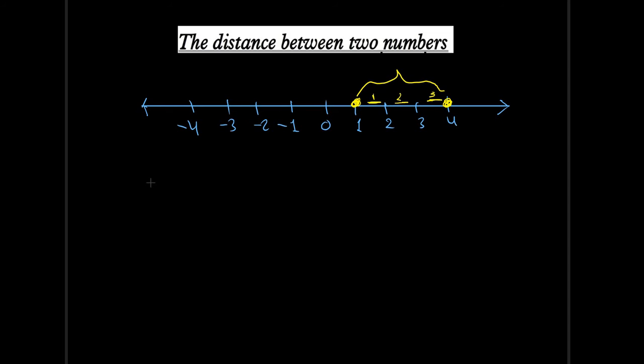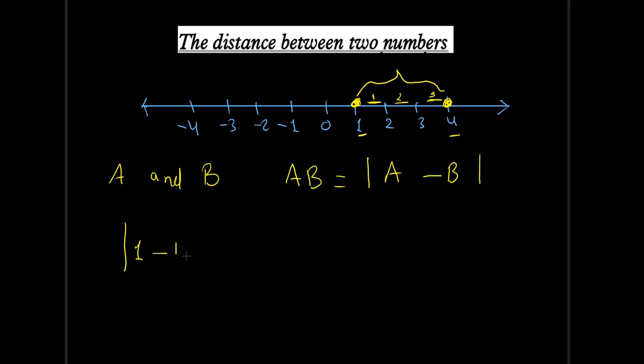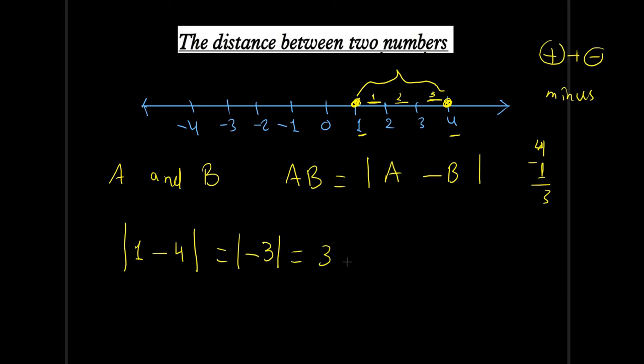So how do we find the distance between two rational numbers A and B? The distance between them, we write AB equals the absolute value of A minus B. In this example, the first number A is 1 and the second is B, 4. So we find the absolute value, which is always positive. 1 minus 4: we subtract and put the sign of the greater number. So 4 minus 1 equals 3, but the answer will be negative 3. So it will be the absolute value of -3, which always equals 3. So we say the distance between 1 and 4 is 3 units.